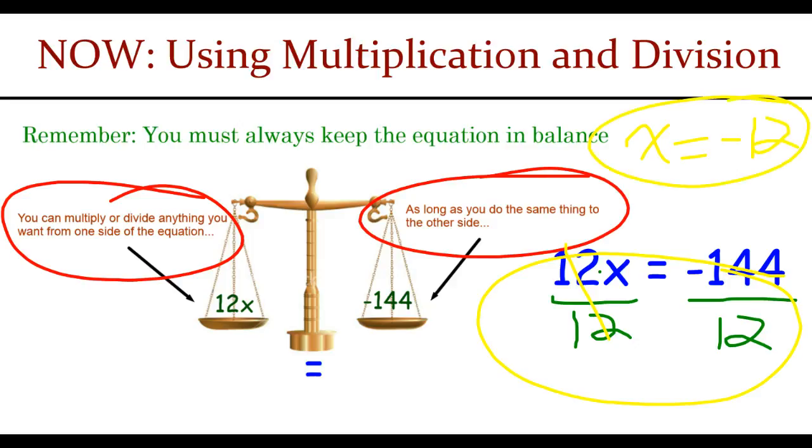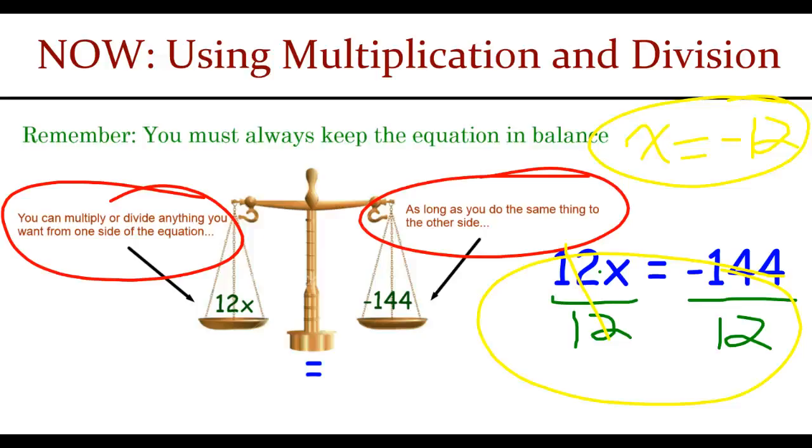And so that's the idea when you have multiplication with an equation. You can just use division by whatever's being multiplied by x. That brings it back down to 1x. Remember, one multiple of x is what we want, and negative 144 divided by 12 is negative 12.